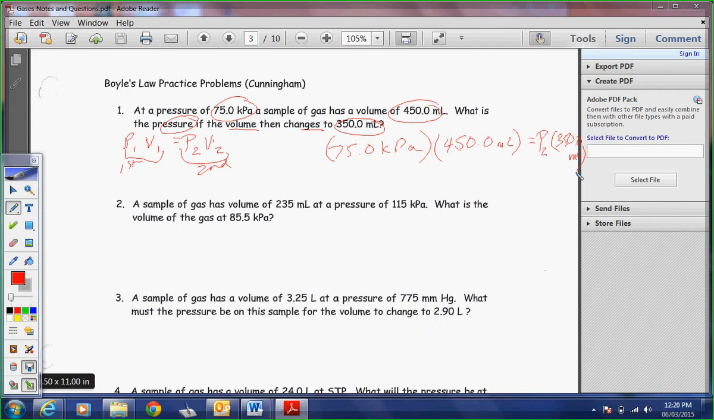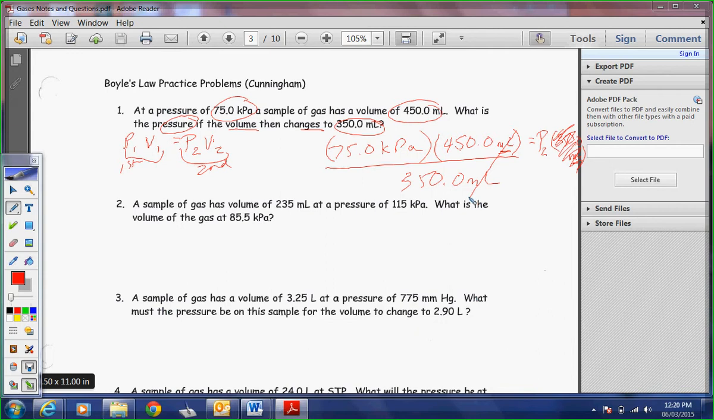Can you see where I can leave them in milliliters? This is really important that you see this. Can you see that the milliliters are going to cancel out? One on the left-hand side of the equation, one on the right-hand side of the equation, so they cancel out. Or you could imagine that all of this divided by 350.0 milliliters, rub that out, will equal P2, and now my milliliters cancel out. So I don't have to convert them to liters, as long as they're both in milliliters.